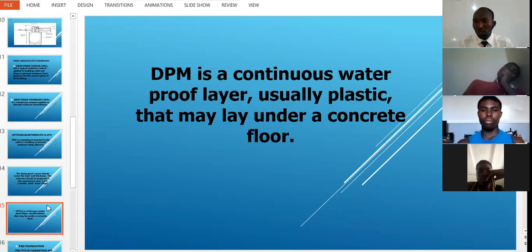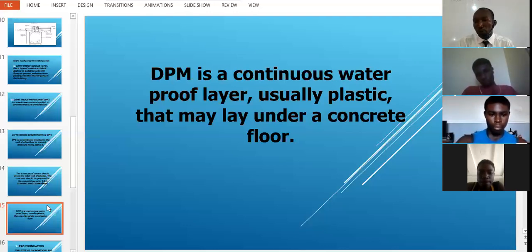Damp-proof course, you need the mixture of concrete, the mixture of cement, sand, and stone chips, to construct the damp-proof course. And the damp-proof course must cover the thickness of the wall. Even if it is the wall of Jericho you are constructing, the damp-proof course must cover the thickness of the wall.